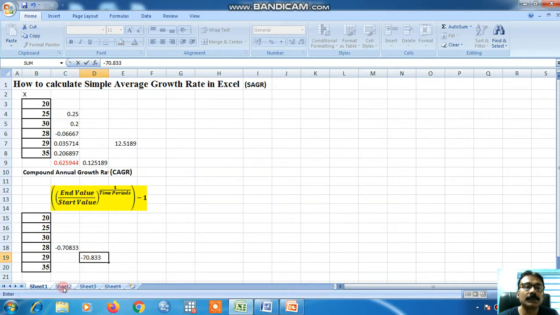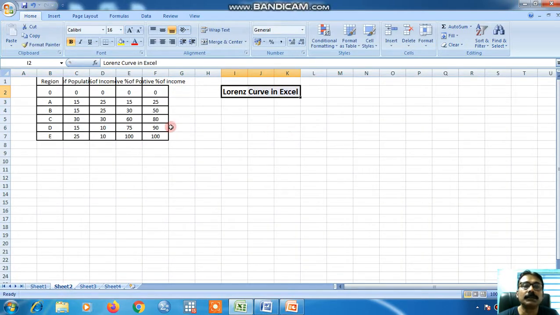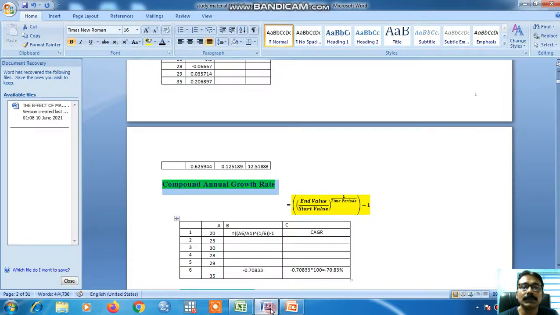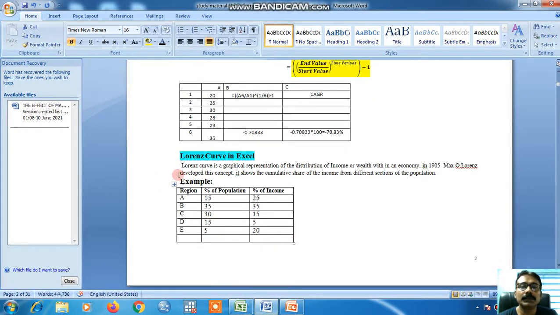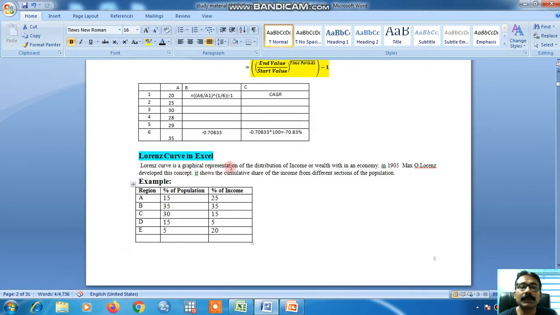Okay, now coming to another point, that is the Lorenz curve. Suppose the Lorenz curve is a graphical representation of the distribution of income or wealth within an economy. In 1905, Max O. Lorenz developed this concept. It shows the cumulative share of income from different sections of the population.